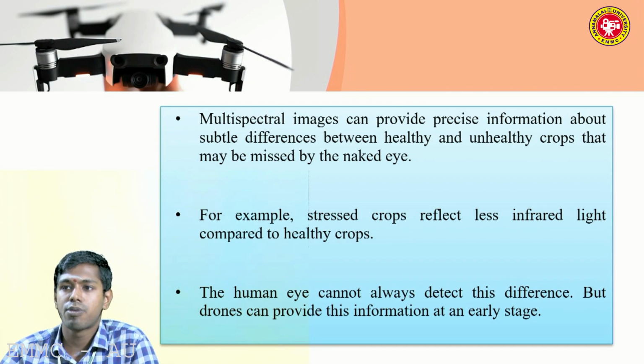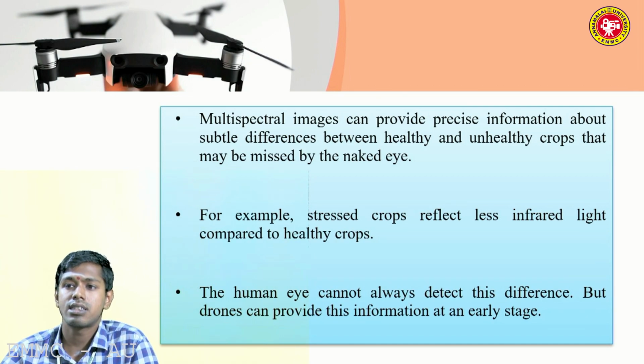Multispectral images can provide precise information about subtle differences between healthy and unhealthy crops that may be missed by the naked eye. Because if you see with the naked eye, we can judge that all the plants or crops are healthy. But by using the drones, we can use them in roguing. The roguing means removal of disease or pest affected plants. It can be done in an efficient manner.